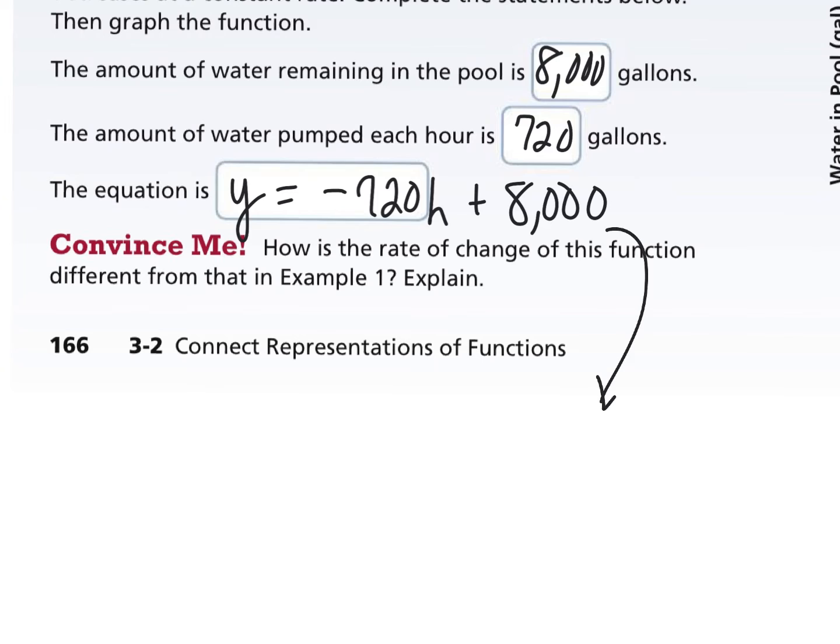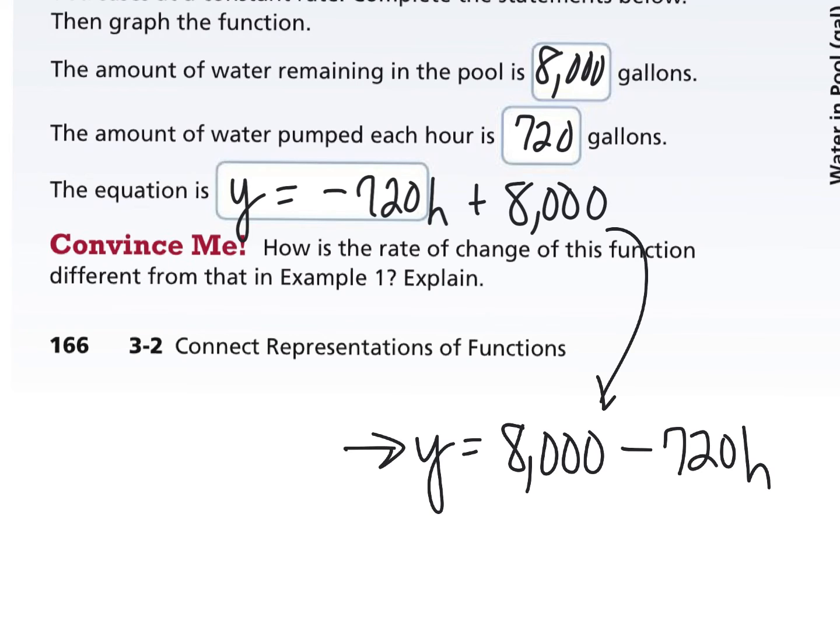And if that way doesn't make as much sense to you, you could switch it around and you could say we have 8,000 gallons and then we're losing 720 gallons per hour. Okay, just understand this way of writing the equation is not in the slope-intercept form like we've been doing. Slope-intercept form, you put the x term first, or in this case the h term, or we could make it an x term instead of an h term if you want. Anyway, this is what that would look like. And then they want us to graph this.